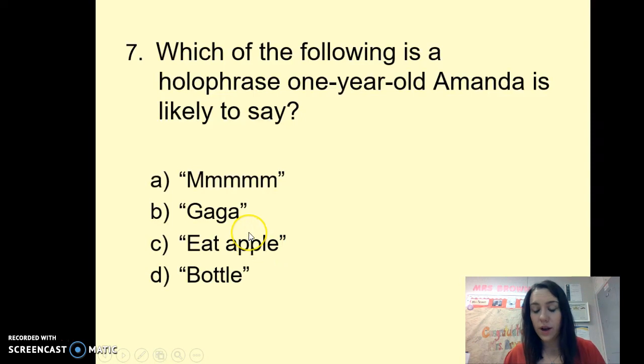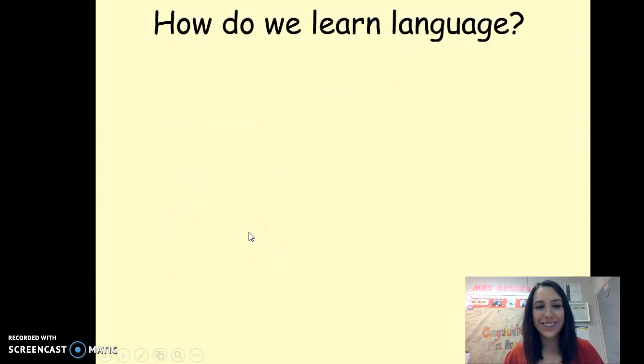two-word stage. All right, how do we learn language? There are several theories out there on how we learn language. You have the behavioral school, specifically B.F. Skinner, who talks about how we are taught language through how we're conditioned, how we are rewarded, and our experiences with that. That is what helps us learn language. So that's one theory.